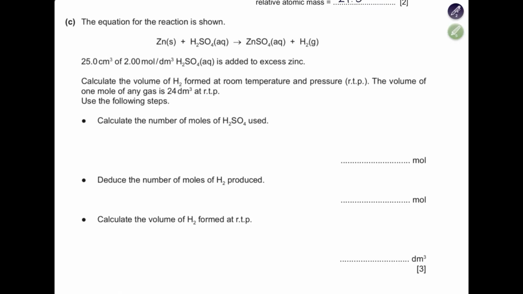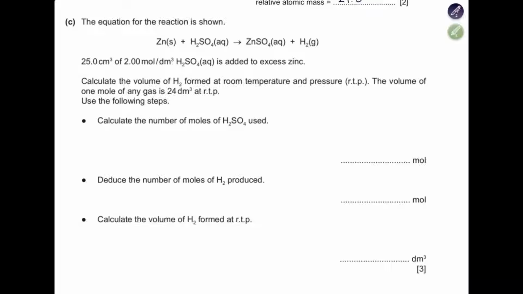Now, the equation for the reaction is shown. Zinc plus sulfuric acid, and we get zinc sulfate and hydrogen gas. 25 centimeter cube of 2 mole per decimeter cube H2SO4 is added to excess zinc. Calculate the volume of hydrogen gas formed at room temperature and pressure. The volume of 1 mole of any gas is 24. Use the following steps. First, calculate the moles of sulfuric acid used.